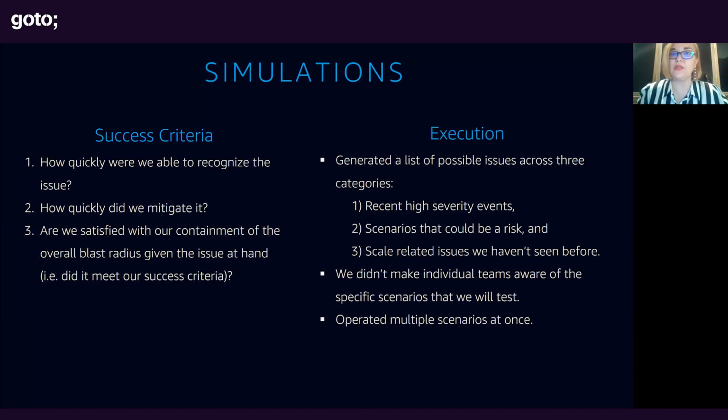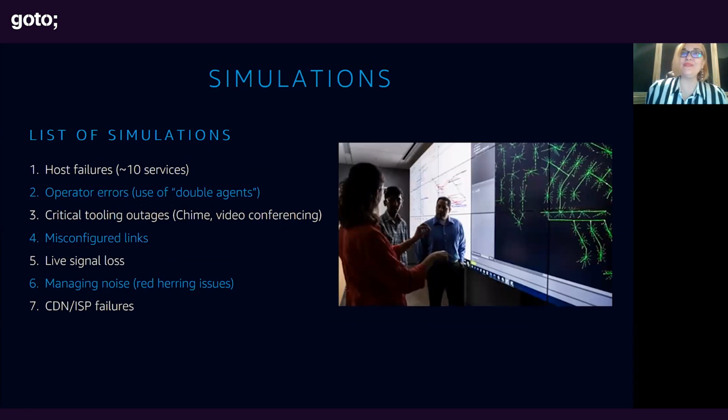So how did we do the simulation? You can take a look at recent high severity events. We took a look at the real things. We also did a brainstorming on what could be a risk. As I said, we haven't told the teams what we're going to do. And yes, we did a crazy thing a little later where we ran multiple scenarios at the same time. Just have fun. Let me show you an example of what was actually happening.